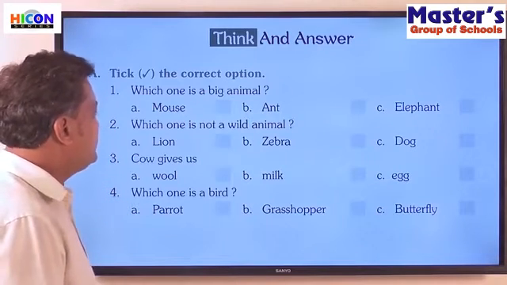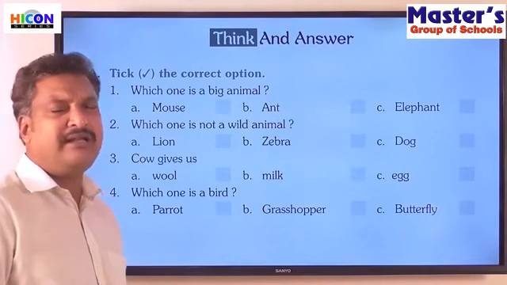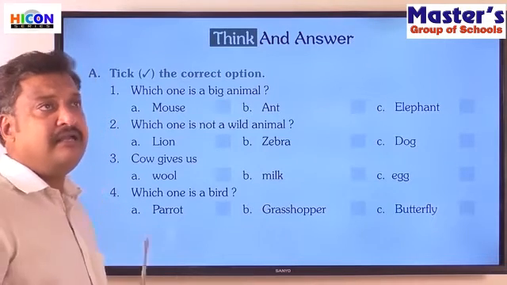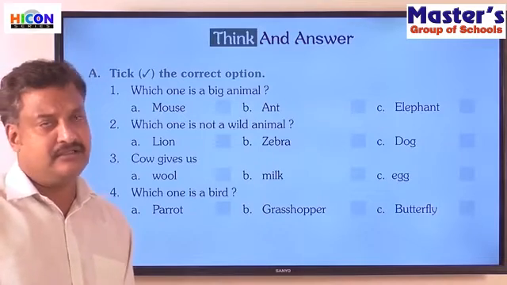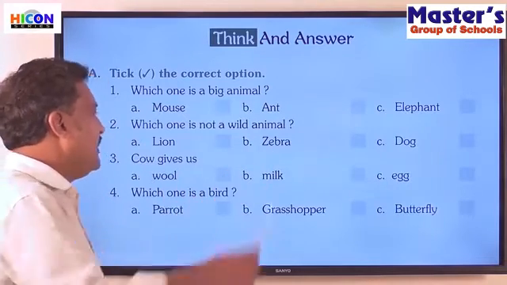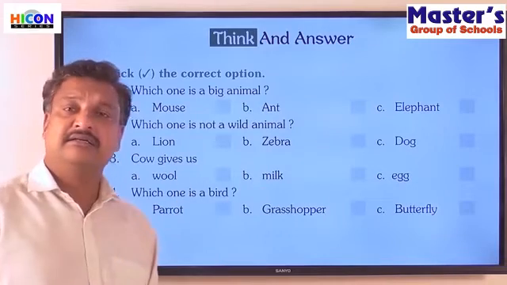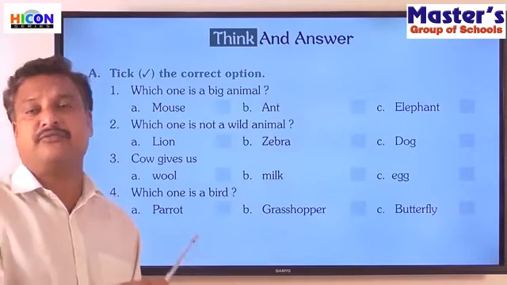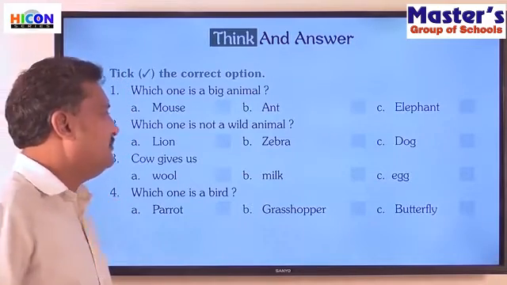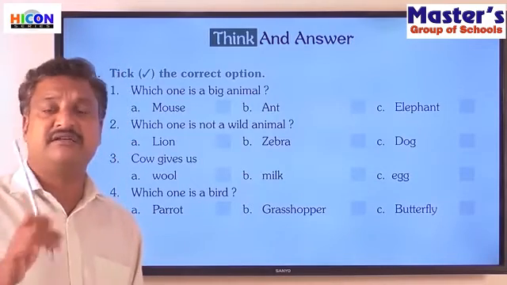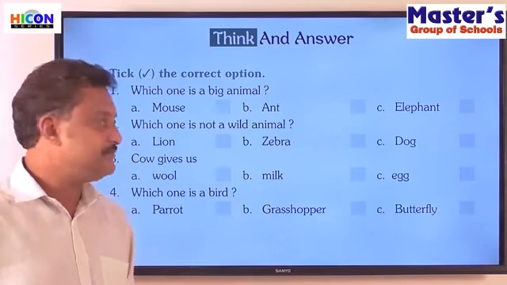Now, which one is not a wild animal? So what do you mean by wild animal? Yeah, animals that live in a forest are called wild animals. So which one is not a wild animal means what? Yes, which of these animals doesn't live in a forest? If we check which of these animals doesn't live in the forest, then we can understand which one is not a wild animal, isn't it?